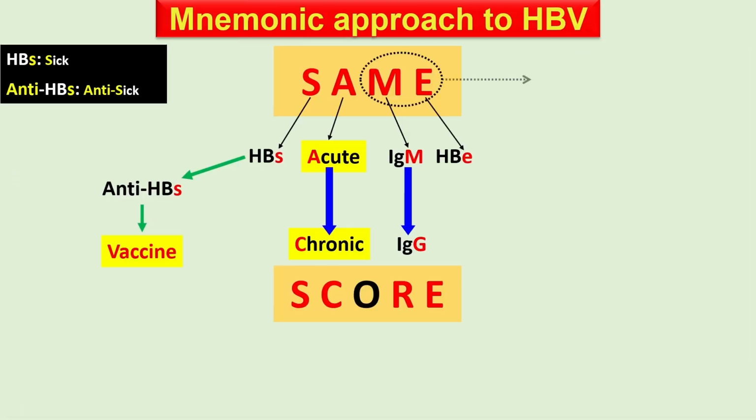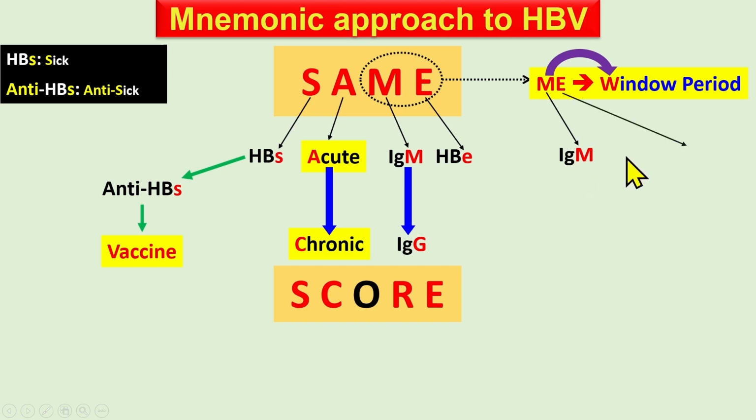ME means M. If you rotate the M, it becomes W, meaning window period. ME shows the window period. So in the window period, what will you see? You will see the IgM is positive and anti-HBe is positive.